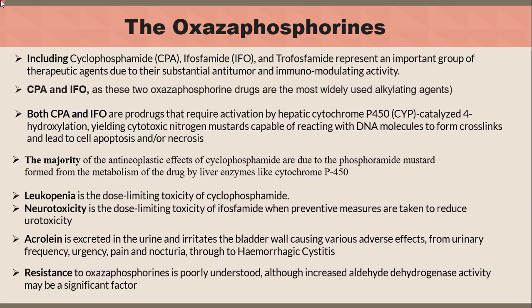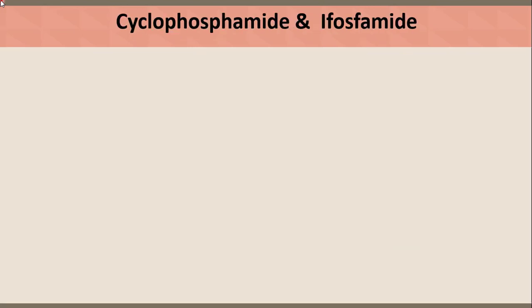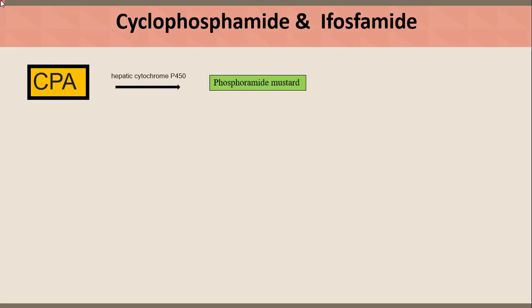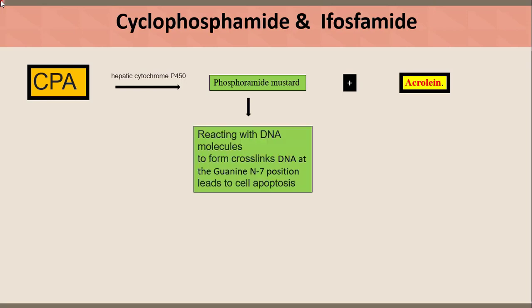Resistance to oxazaphosphorines is poorly understood, although increased aldehyde dehydrogenase activity may be a significant factor. In this slide, we're going to simplify the mechanism of action as much as we can for cyclophosphamide and ifosfamide. Let's get started. Cyclophosphamide is converted by hepatic cytochrome P450 to its metabolites, phosphoramide mustard plus acrolein. The active metabolite, phosphoramide mustard, reacts with DNA molecules to form cross-links at the guanine N7 position, which leads to cell apoptosis and eventually to anti-neoplastic effects.